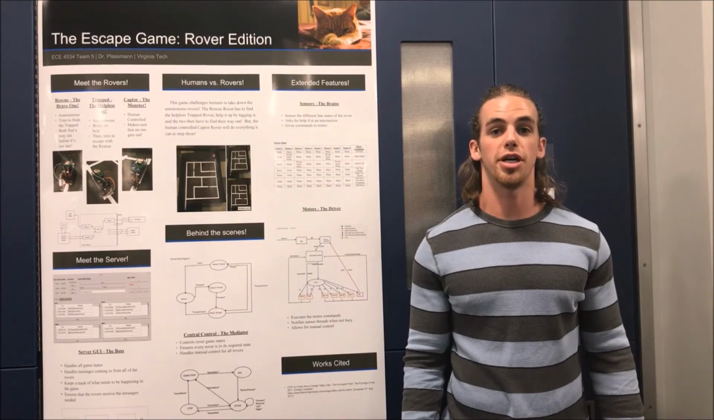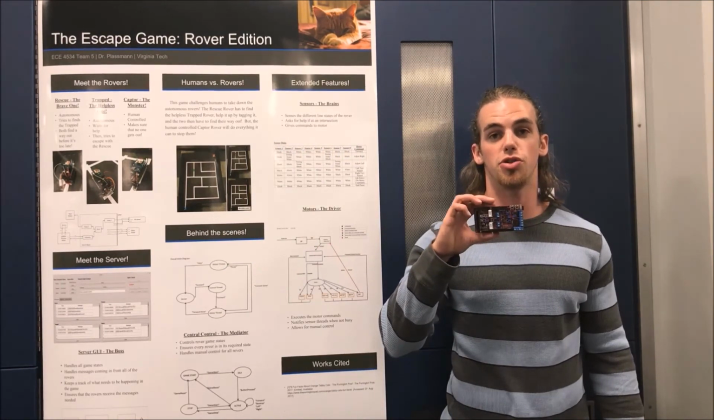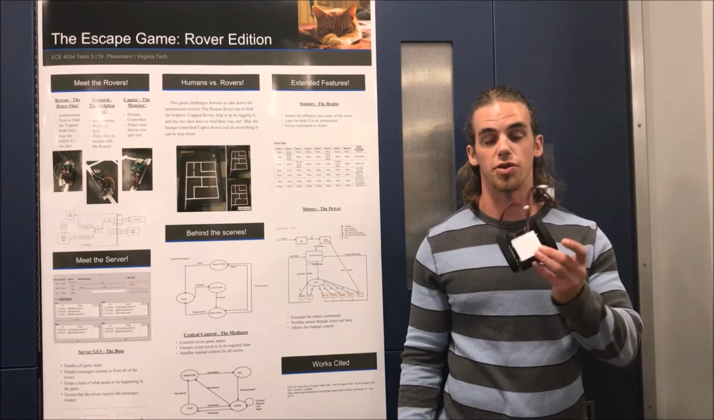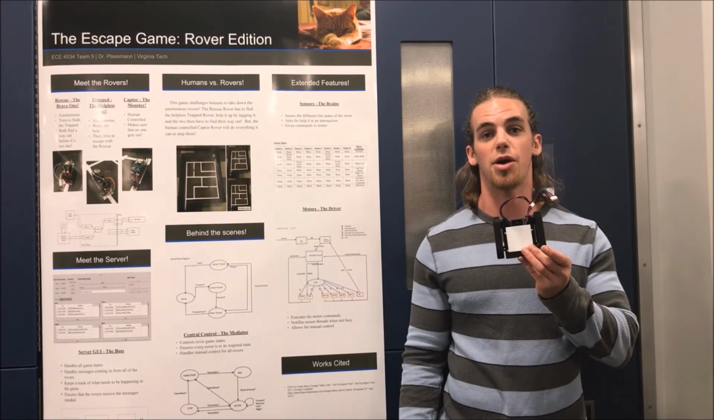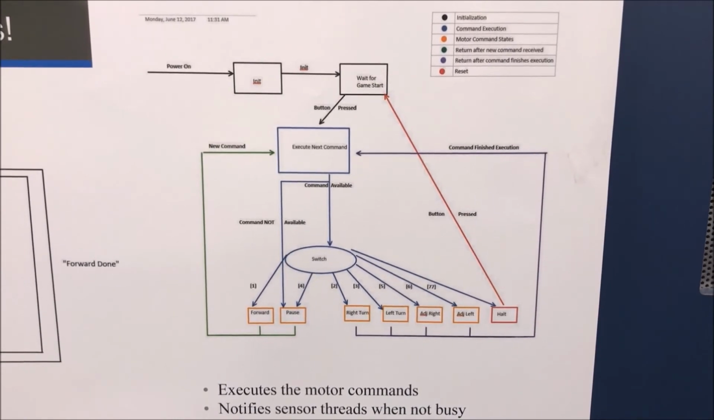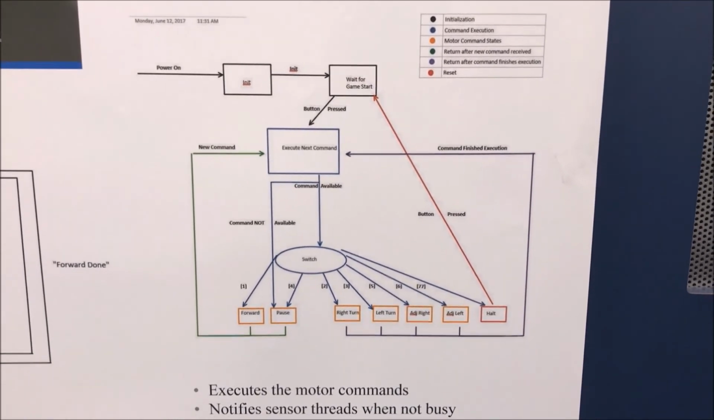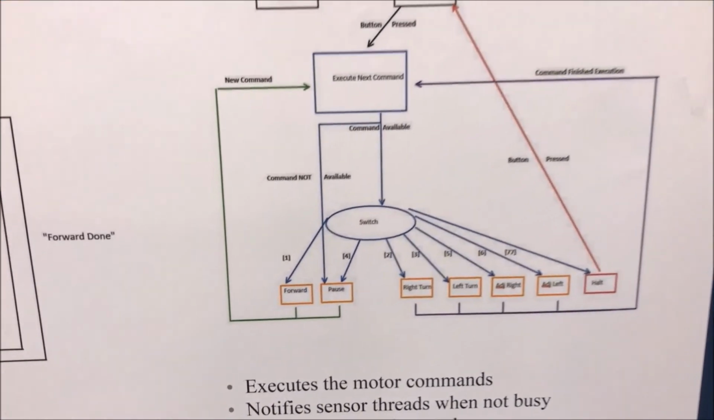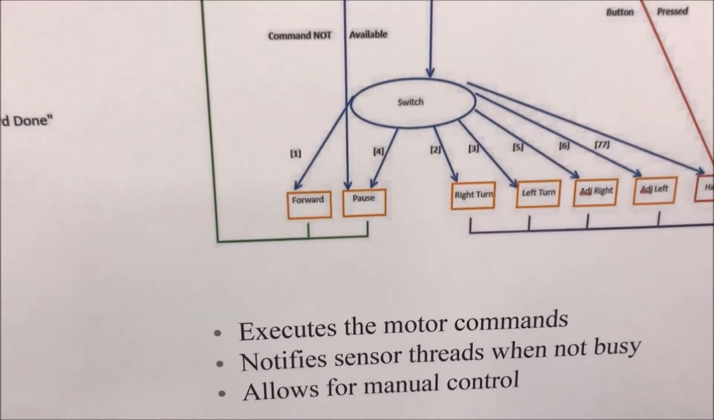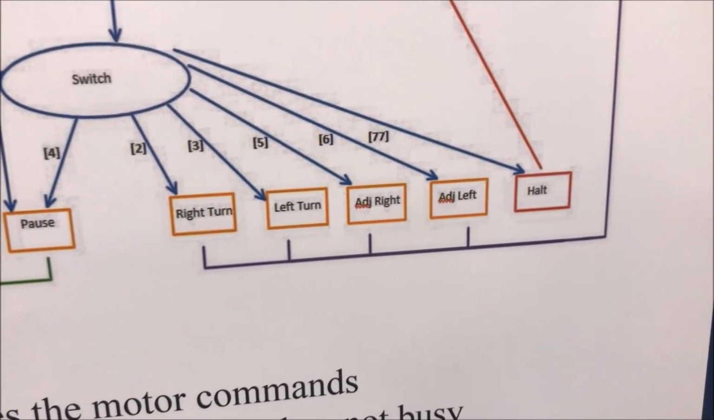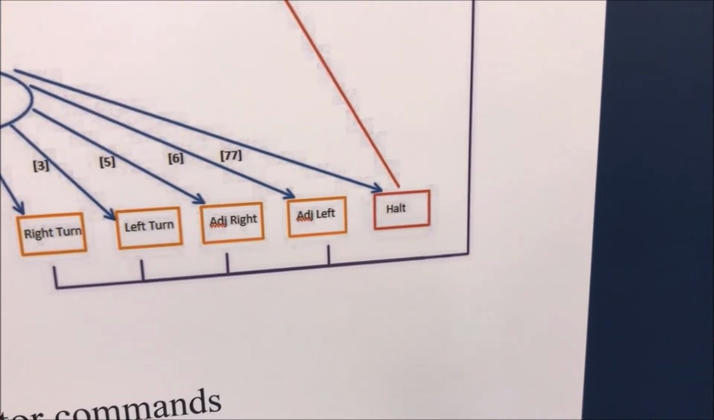The motor control thread takes advantage of the PIC32 in conjunction with the motor shields to execute commands for the rover platform, allowing our embedded system to navigate our arena. The command thread can accept up to 10 different commands. This state diagram demonstrates the autonomous rover, which executes the forward, pause, right turn 90 degrees, left turn 90 degrees, adjust right, adjust left, and halt commands.